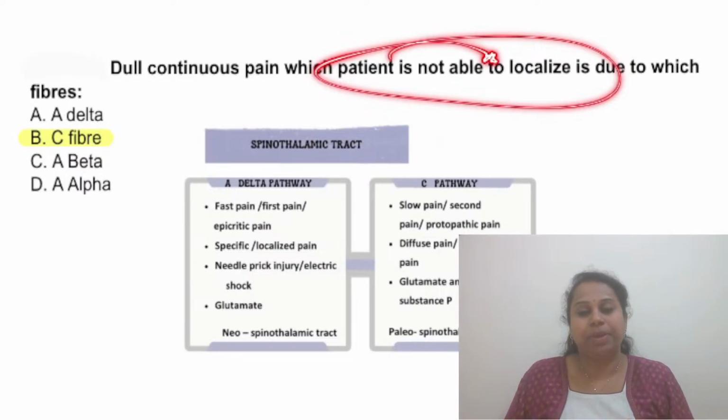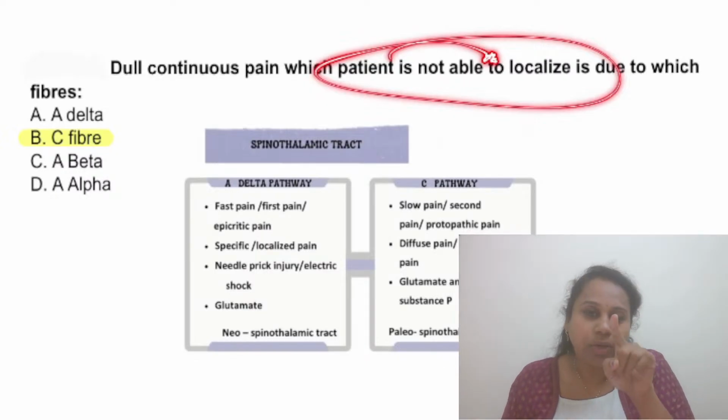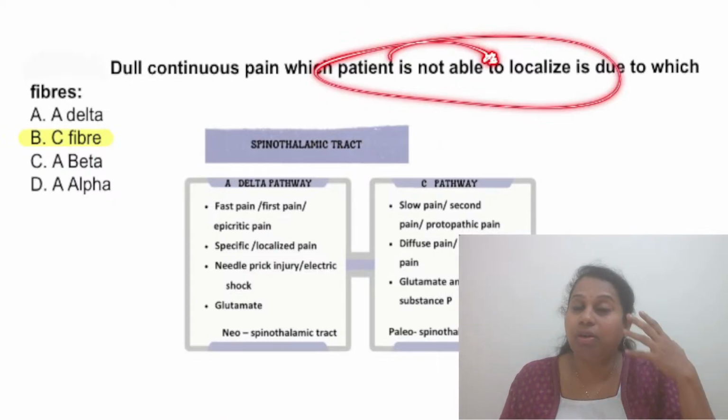If you have a stomach pain, can you point out and say only here it is paining? It's very diffuse. You cannot point out and say. You will not know where it's paining. It's a diffuse type of pain.